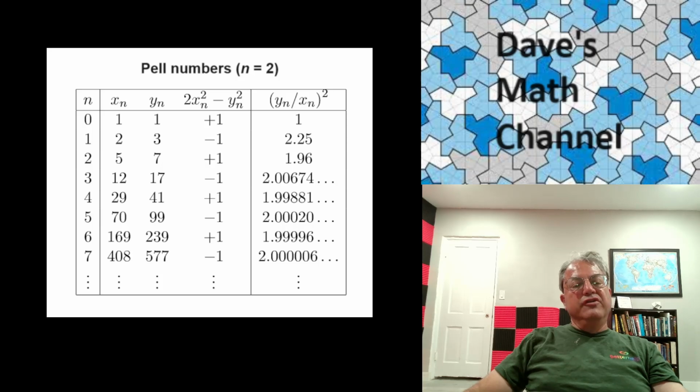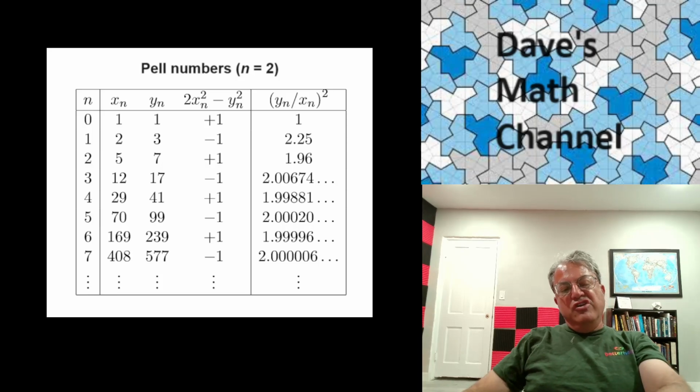Pretty nice method. So anyway, that's how you can use continued fractions to compute solutions to Pell's equation or the modified Pell's equation and get rational convergents to the square root of n whenever n is a non-square integer.